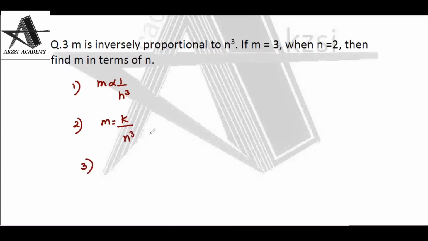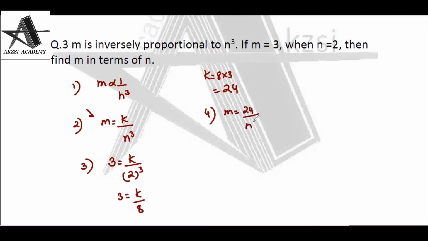Third is put the value of m and n to calculate the value of k. So m is 3. In place of m, I'll write 3. And in place of n, I'll write 2, which is 2 cubed. It's nothing but 8. And k equals 8 times 3, which is 24. Once we have k, then put the value up there. We get the final equation. So m equals 24 over n cubed. This is our final equation.